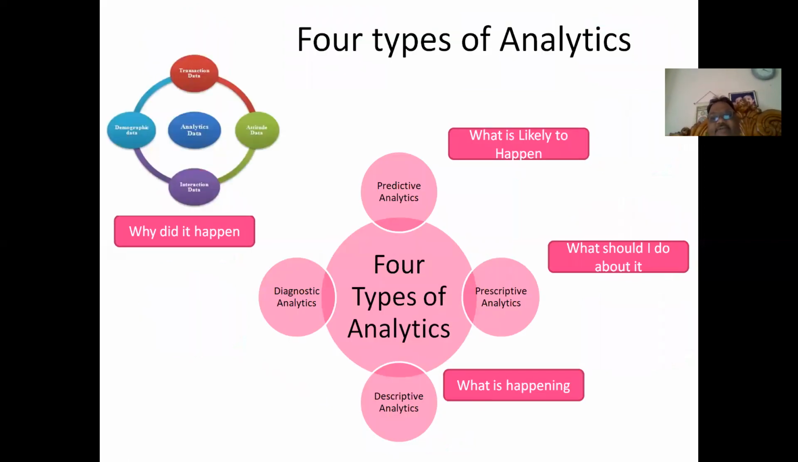There are 4 types of analytics. One is descriptive analytics, that is what is happening. Then predictive analytics, that is what is likely to happen. Prescriptive analytics, what should I do when the problem arises, and diagnostic, why did it happen. So any research will start with descriptive, then diagnostic, then predictive, next prescriptive. What is happening, why it happens, what is likely to happen, and what should be done about it. So if you use all four types of analytics in our research, then it is complete.